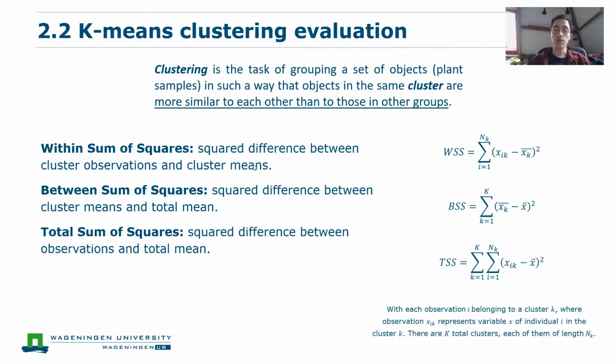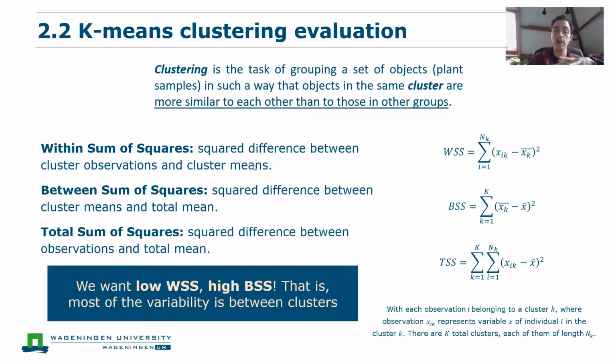And finally, the total sum of squares is the distance between the points and the center of all of the points. So what we would want to get is clusters where all the points are very close to the center of the cluster and the clusters are very separate from each other. So what we want to get is a clustering where the within sum of squares is very low, but we have high between sums of squares. That is, most of the variability of the data is between the clusters and not within the clusters.